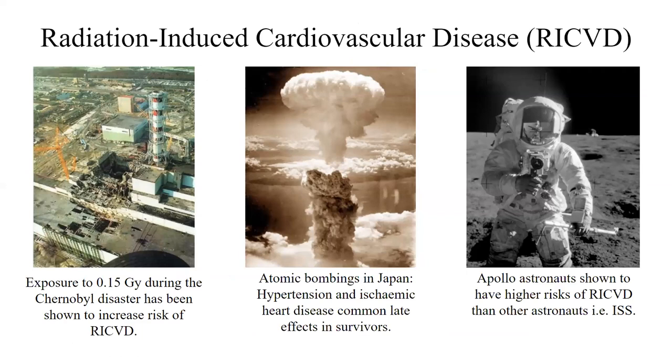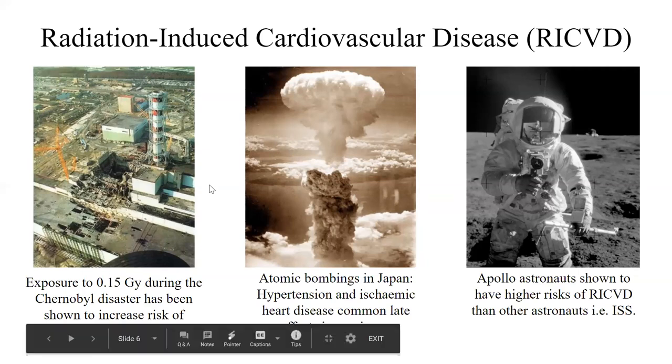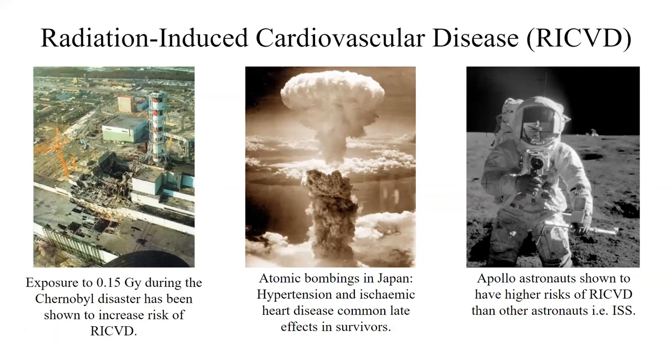Cardiovascular disease is a big concern with radiation, and it's seen a lot in radiotherapy patients as well. But here we've got some notable historical radiation disasters. With the Chernobyl disaster, they've studied and seen that at just 0.15 grays, the risk of radiation-induced cardiovascular disease can increase. So that's a really small amount of radiation exposure and is definitely relevant to spaceflight. Then secondly, we've got the atomic bombings in Japan, which showed that very common late effects seen in survivors are hypertension and ischemic heart disease. So those are both big warning factors of cardiovascular disease.